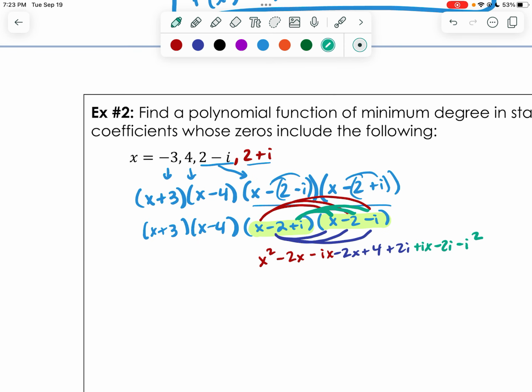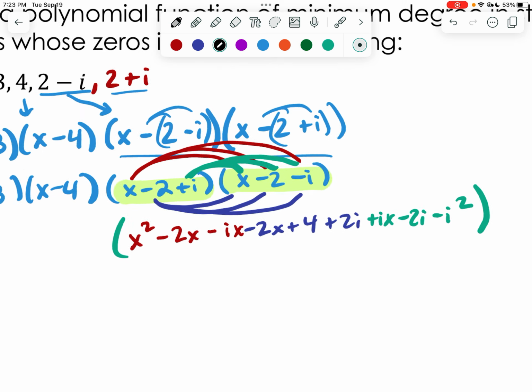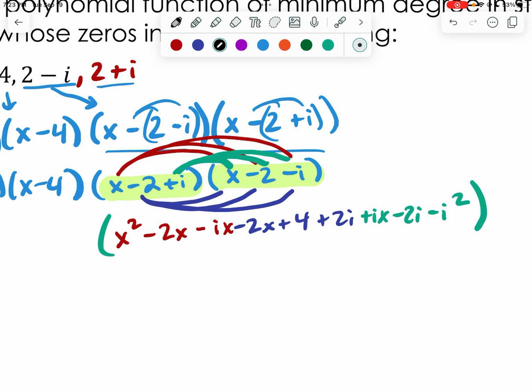Okay, that was a lot. Let's clean that up. So look for anything that might cancel. I have a minus ix and a plus ix. And then I have a plus 2i and a minus 2i. Remember i squared is negative 1. Now there's a negative in front of that, so that'll become a plus 1. I think that's all that will cancel, right?